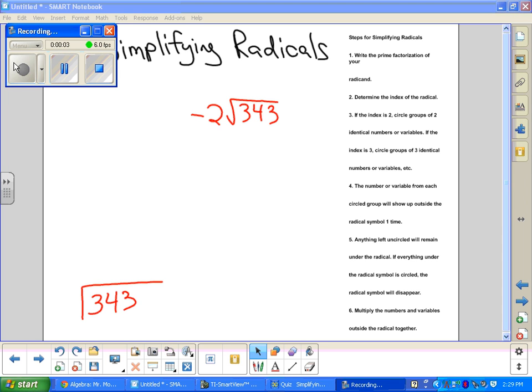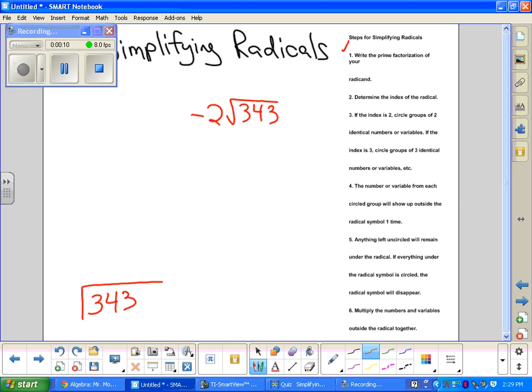All right, here's the next example. Meaning I have to simplify -2 radical 343. Step number one has always been the same. Write the prime factorization.